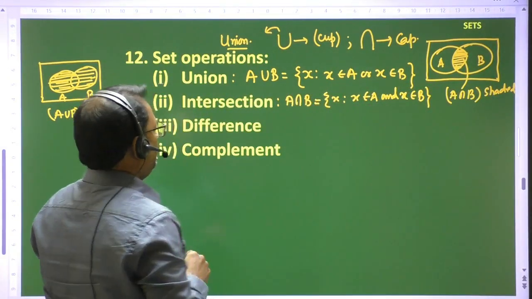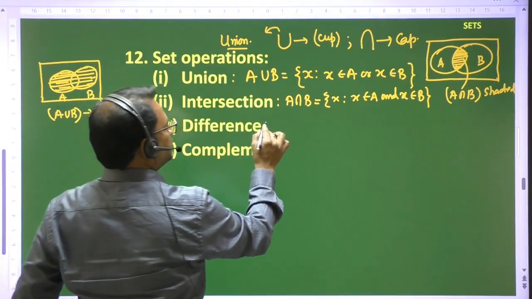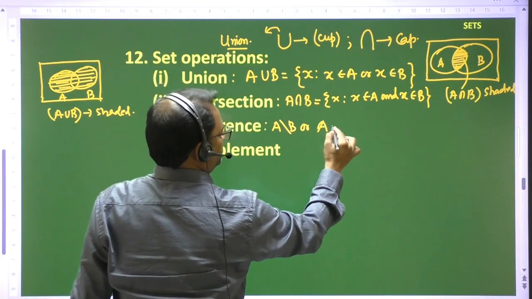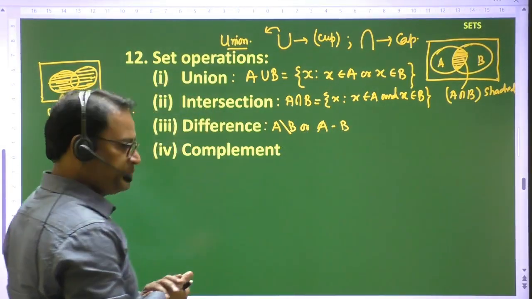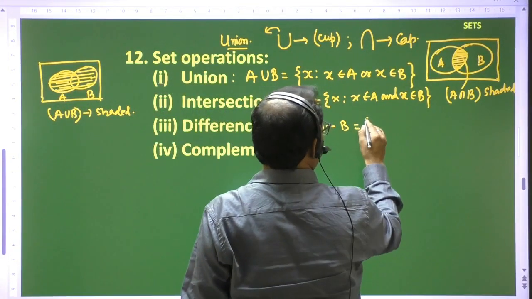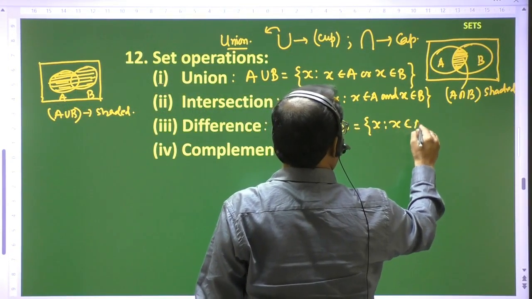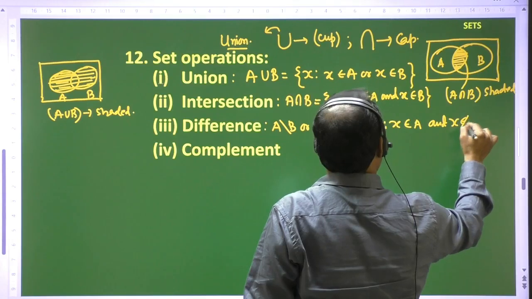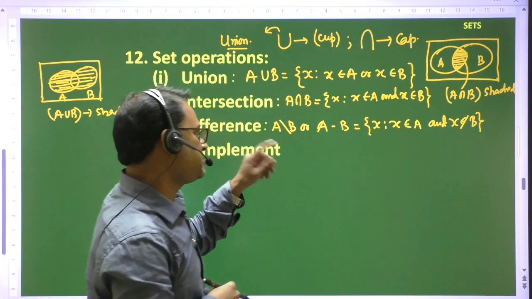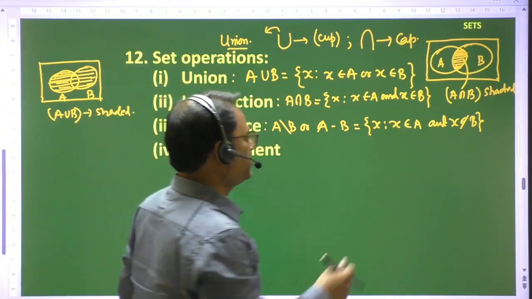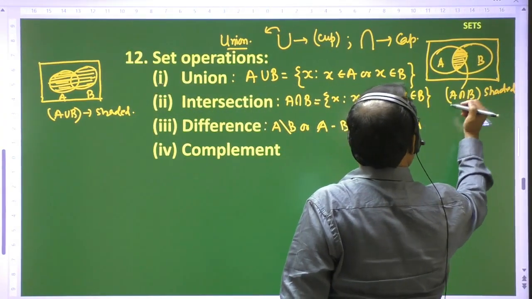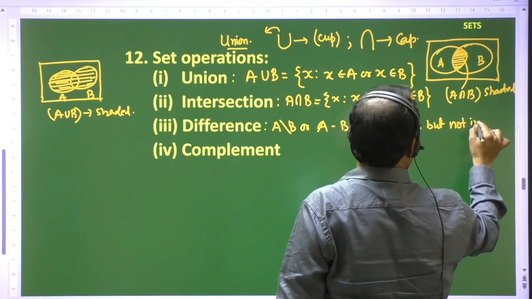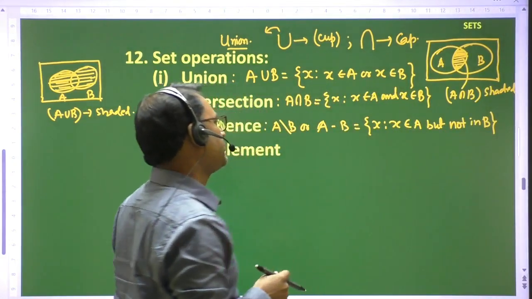Okay, now coming to the difference of the two sets. The difference of two sets is denoted by A difference B in this way, or A minus B. From here you notice that it is the set of all X such that X belongs to A and at the same time X does not belong to B. So you have to take those elements which belong to A but not to B, which are solely the elements of A only.